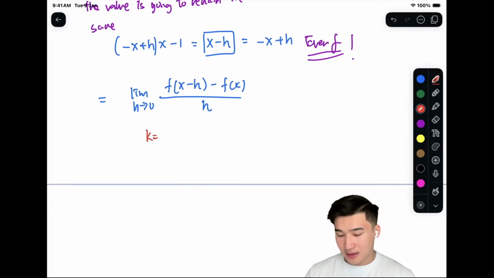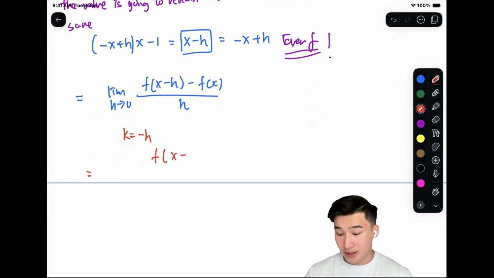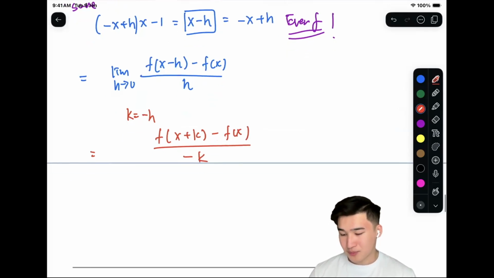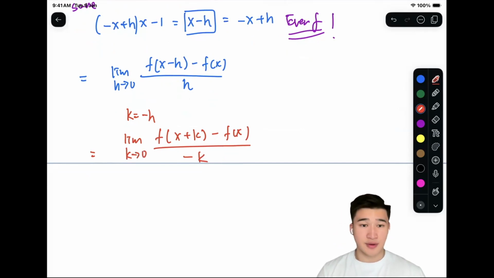Let's say k is equal to negative h. So now we can do this. So we have f of x plus k minus f of x. And then we know that k is equal to negative h, so h is equal to negative k. Okay. And so we take the limit this time of k, but not h, so k tends to 0.